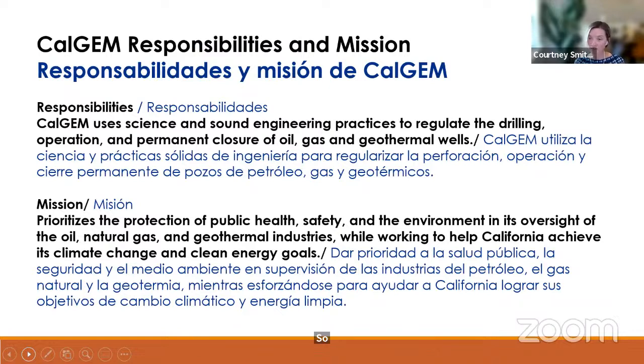So broadly, CalGEM is a division. It's a state entity that really has the regulatory authority over the drilling, operation, and the permanent closure of wells within the oil, gas, and geothermal industries within California. And our mission is to carry out that authority in a manner that focuses on prioritizing protecting public health, safety, and the environment. We can go to the next slide.